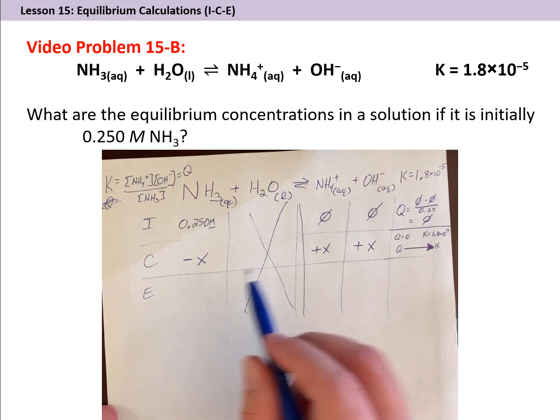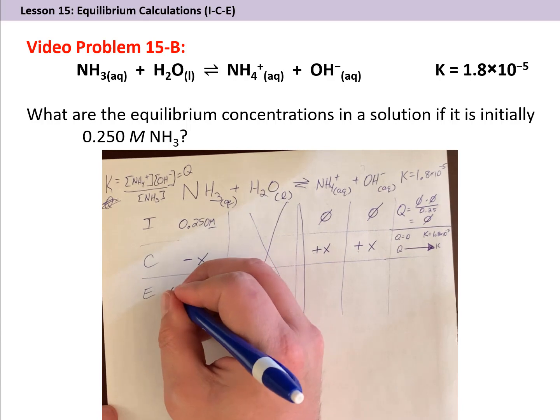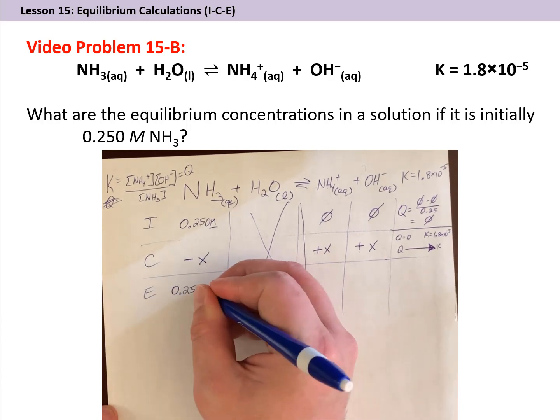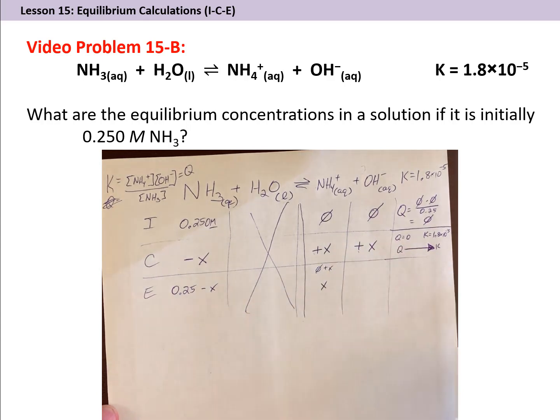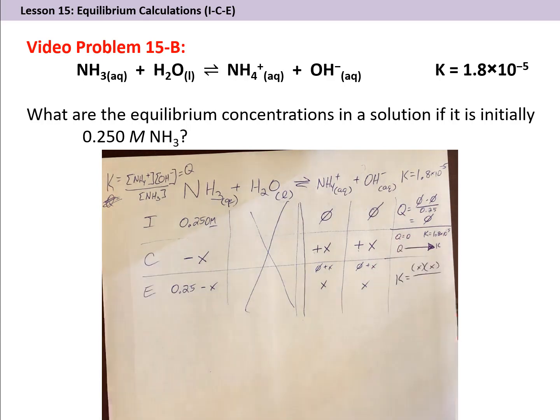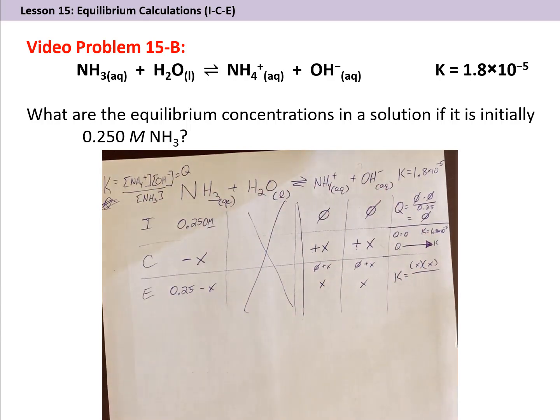All right, so now we go to equilibrium. So that'll be 0.25 minus X. This will be 0 plus X, so that's just X. This will be 0 plus X, so that's just X. All right, and now I plug these back in to my calculation for K. By the way, notice I'm spreading this out, trying to give myself space. I probably should have moved it over this way a little bit more, but que sera. 0.25 minus X. All right.